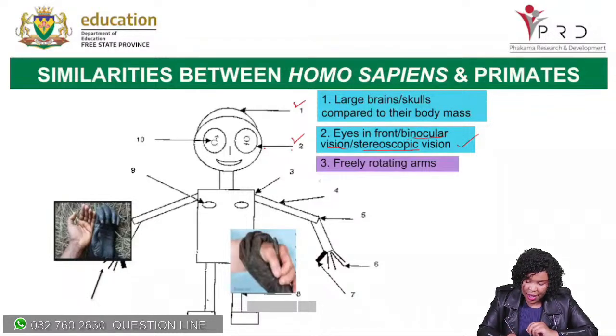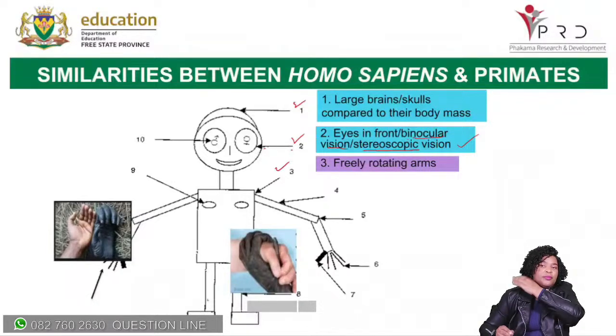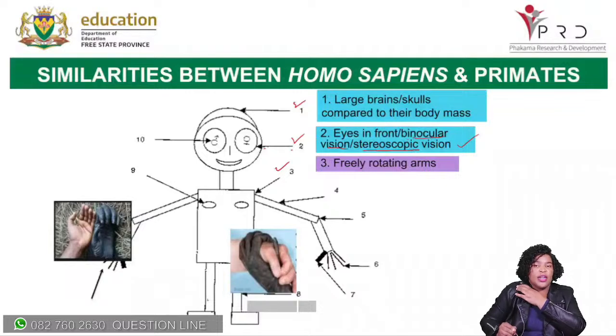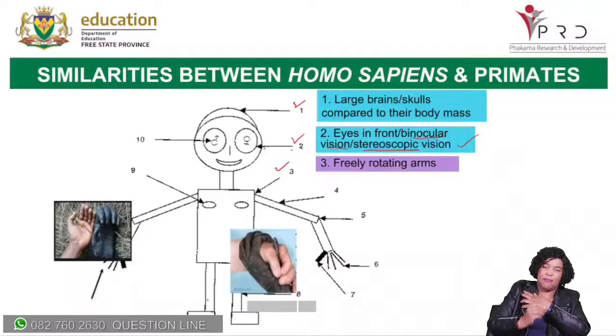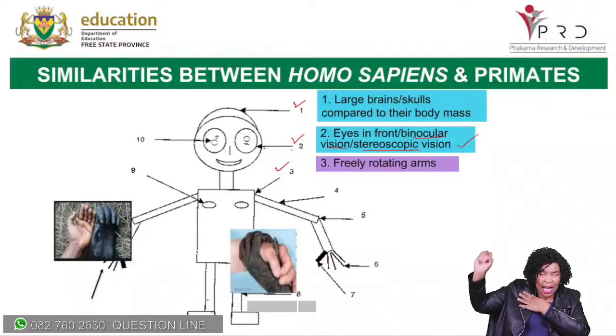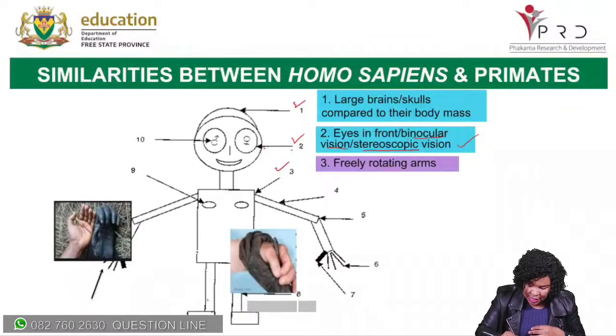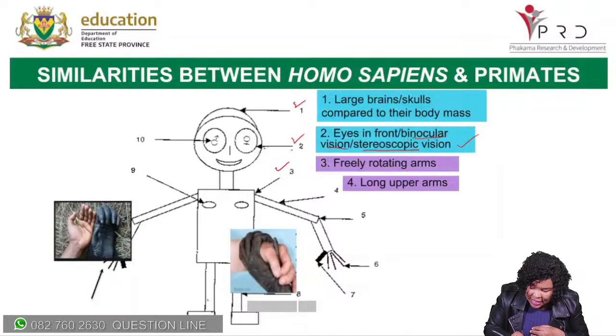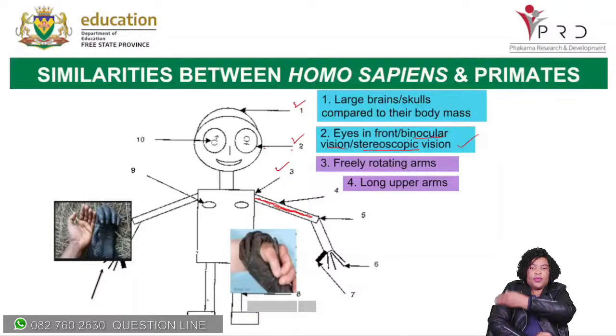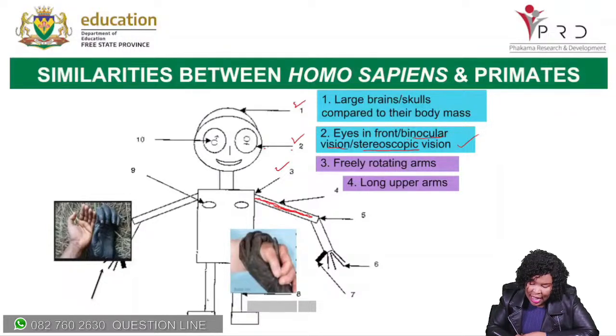Number three, freely rotating arms. Rotate your arm from the shoulder. Rotate your arm, your whole arm, not just this part. Your whole arm, it can rotate. So all primates are able to rotate their arms like that. So freely rotating arms, that is number three. And then what is happening here? Longer upper arm. This upper arm is longer. So longer upper arm, number four.